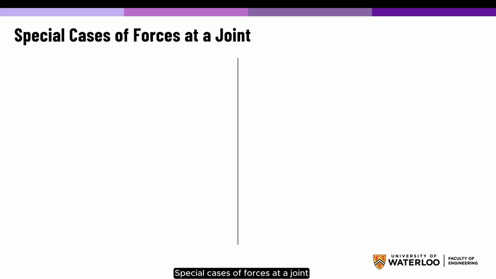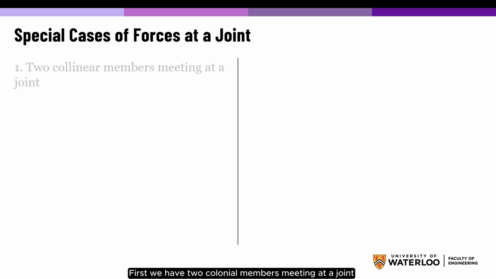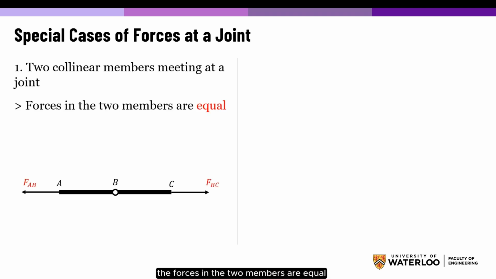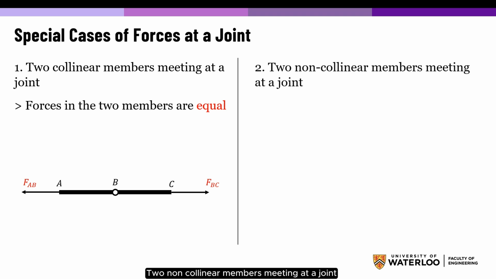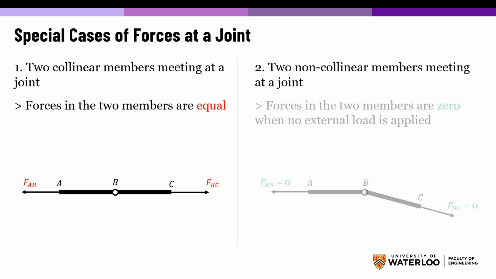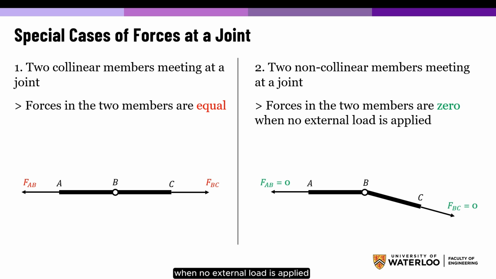Special cases of forces at a joint. First, we have two collinear members meeting at a joint. The forces in the two members are equal. Two non-collinear members meeting at a joint. Forces in the two members are zero when no external load is applied.